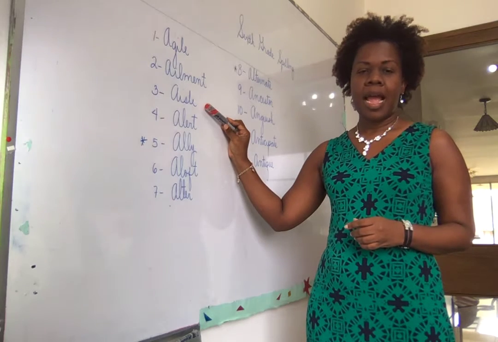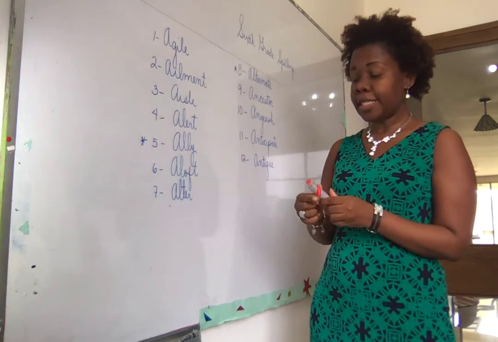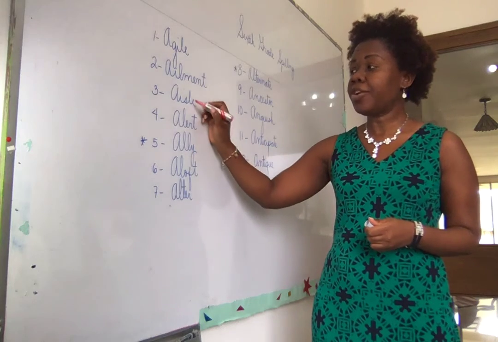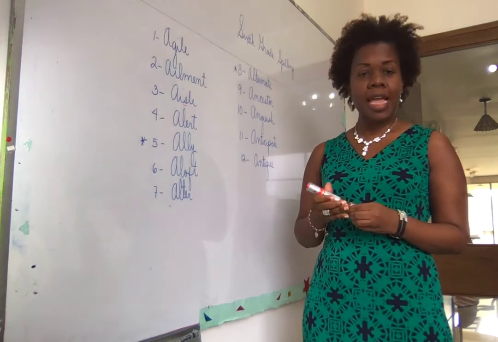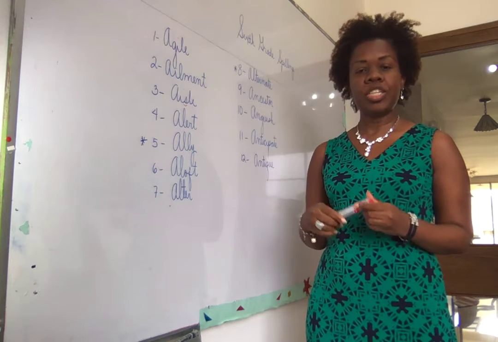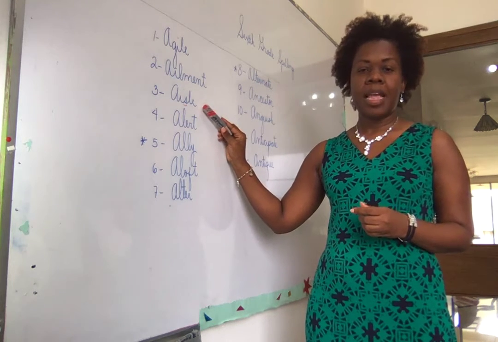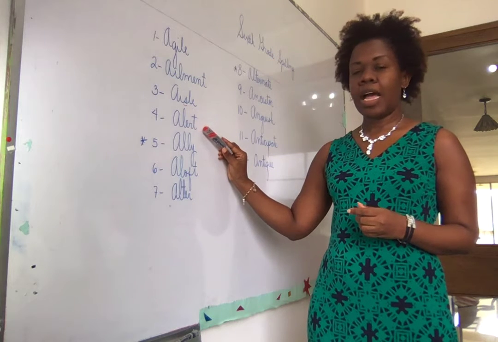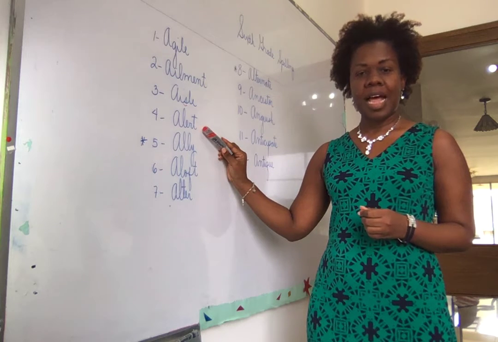Aisle, aisle. Now notice that this is one of those words that has letters that you do not pronounce. The S in this word is silent. So the correct pronunciation is aisle, aisle. Alert, alert.